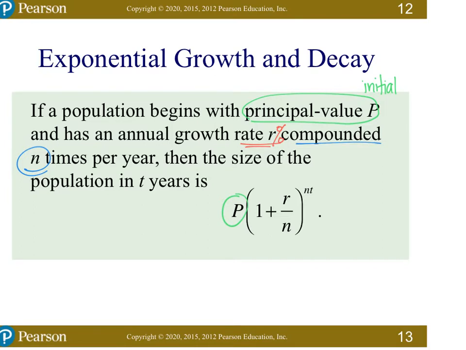You're going to look for words that end in ly, things like daily, weekly, monthly, quarterly, semi-annually. These words that end in ly tell you how many times it's compounded. That means how many times the cycle repeats itself. And then t is always the time. We always measure time in years, not months. It's always measured in years.